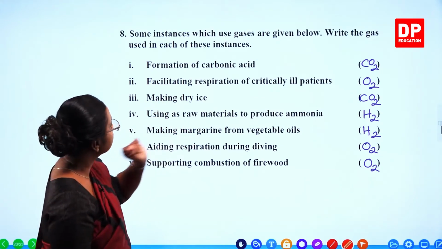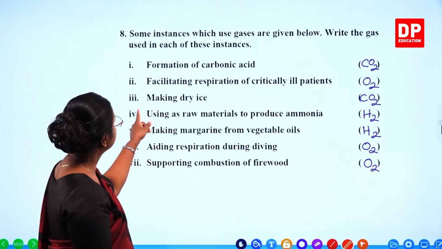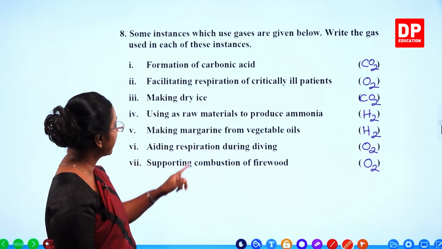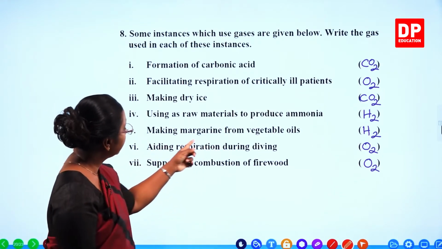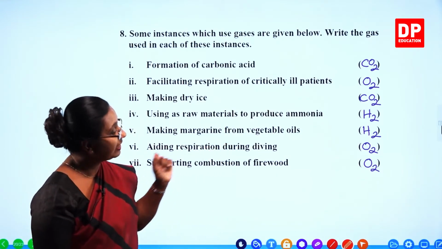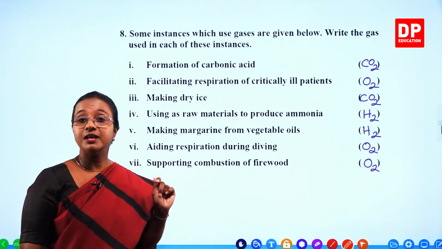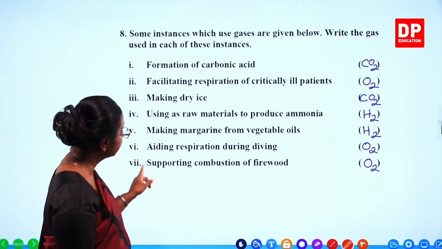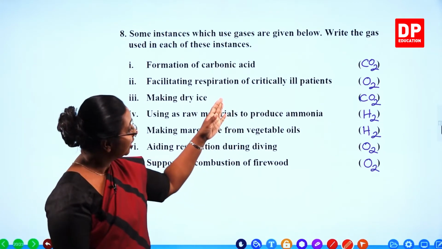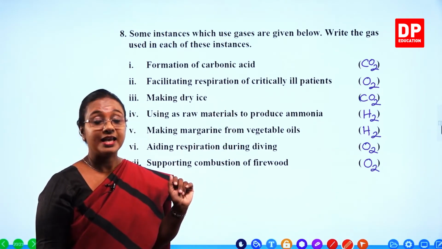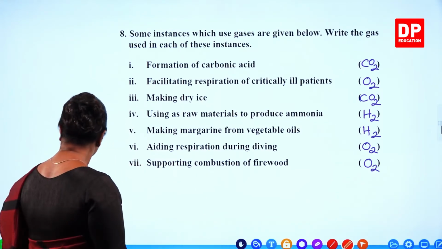Formation of carbonic acid, carbon dioxide. Facilitating respiration, oxygen. Then dry ice, carbon dioxide. Producing ammonia, we need hydrogen gas. And in production of margarine, we need hydrogen. Again, for respiration during diving, we need oxygen, and supporting combustion of firewood, that is also oxygen. So I am sure you all wrote down those gases correctly. With that, I will move on to the next question.